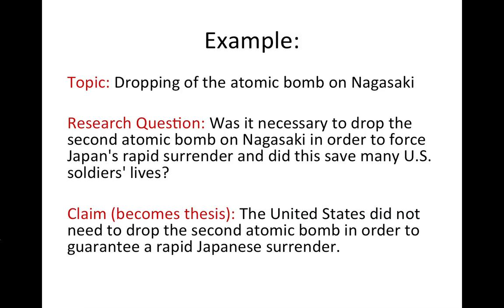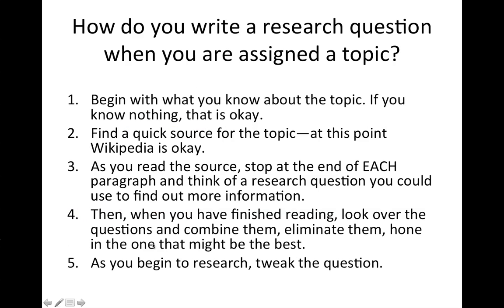And then, after the research is completed, based upon the research that was gathered, the claim becomes your thesis. Your claim is the answer to that question about that topic. Here's the claim. The United States did not need to drop the second atomic bomb in order to guarantee a rapid Japanese surrender. And so this becomes the focus of the actual paper. But to get to this, we have to have a topic, you have to generate a question, you have to use that question in your research, gathering facts, stories, etc., and then from that you will create your claim.